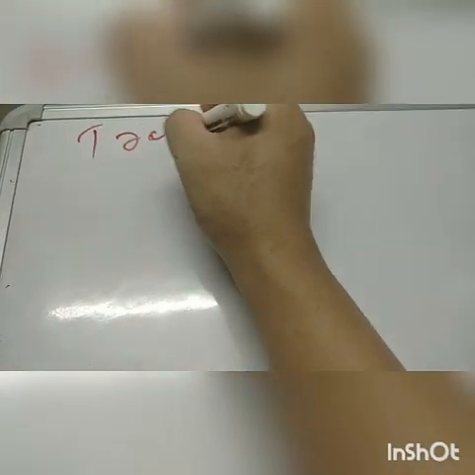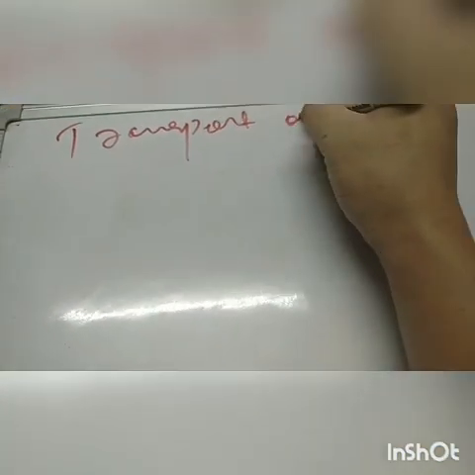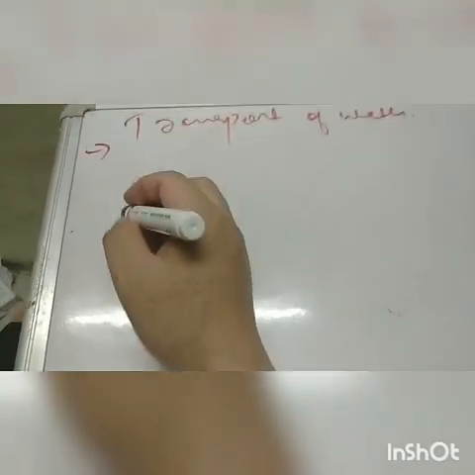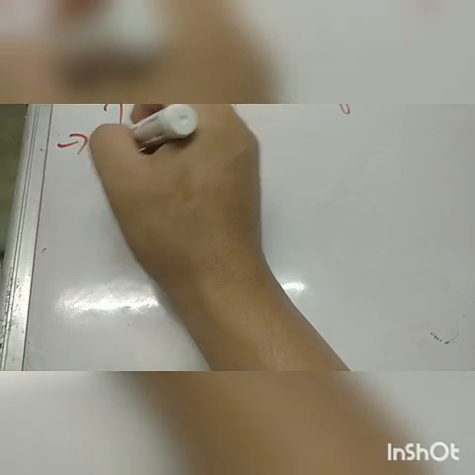Now, first of all, we will see transport of water. I have told you before that there are two vascular tissues. One is xylem and another is phloem. Xylem is involved in the transportation of water. So in xylem tissue, before we move ahead, in order to not have confusion, I would like to show you a diagram of xylem and phloem.